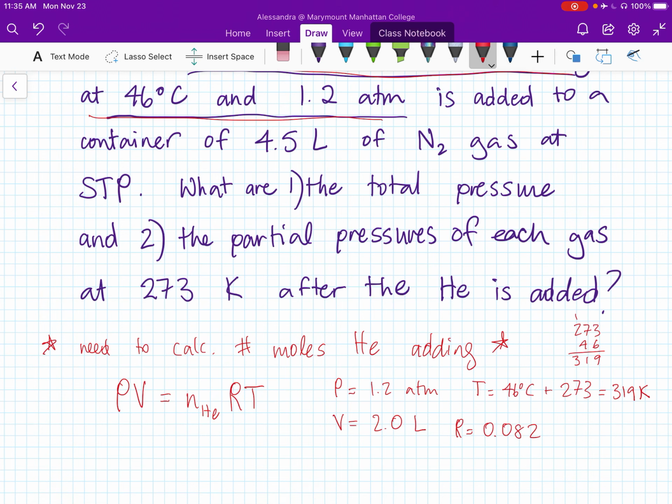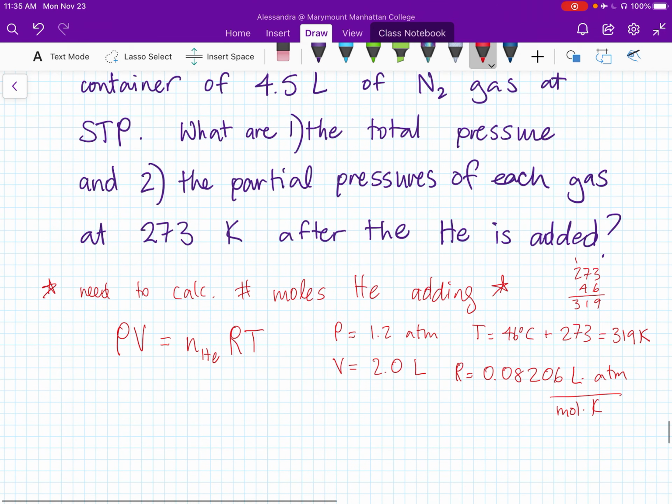It's 0.08206 liter atmospheres per mole Kelvin. All right, so I can rearrange the ideal gas law now to solve for the number of moles of helium. The number of moles of helium is going to be PV over RT.